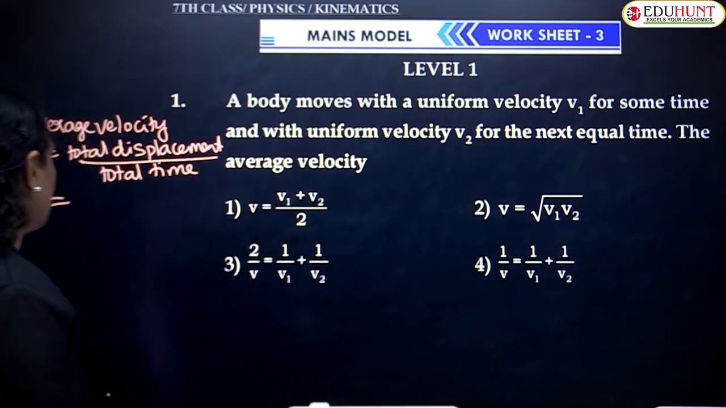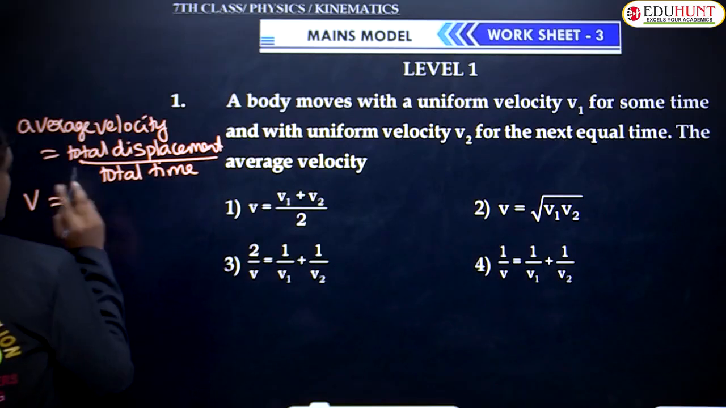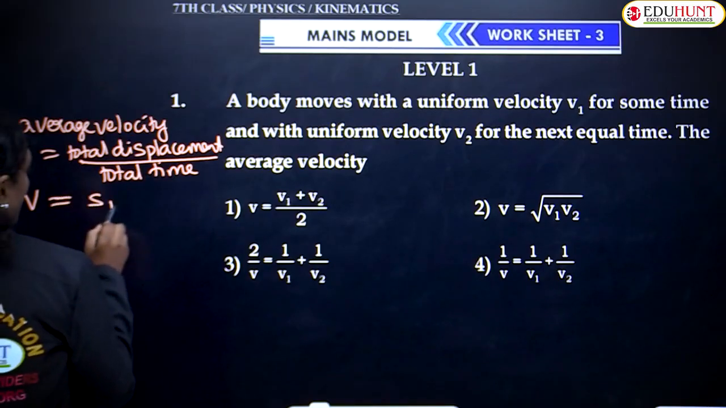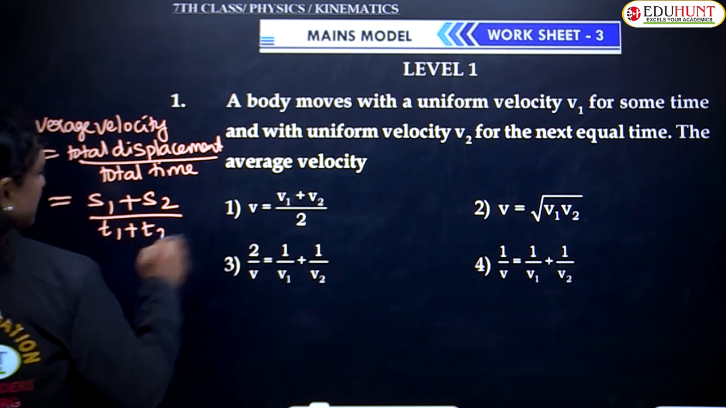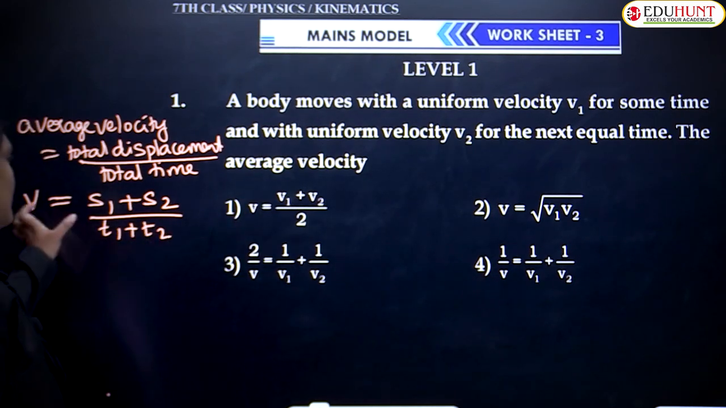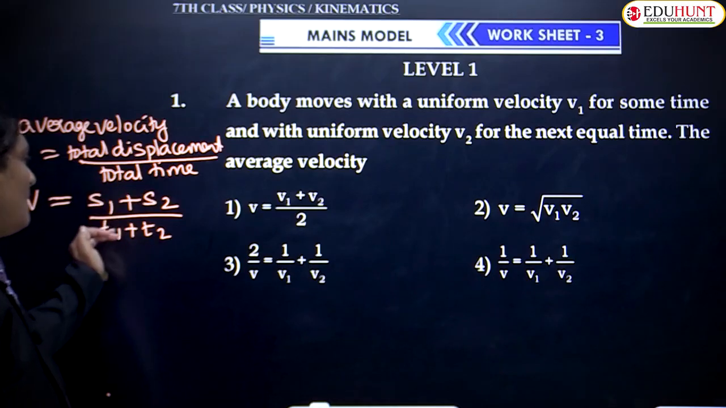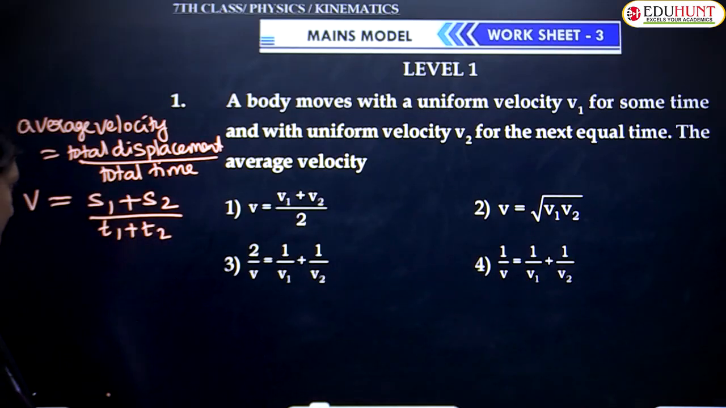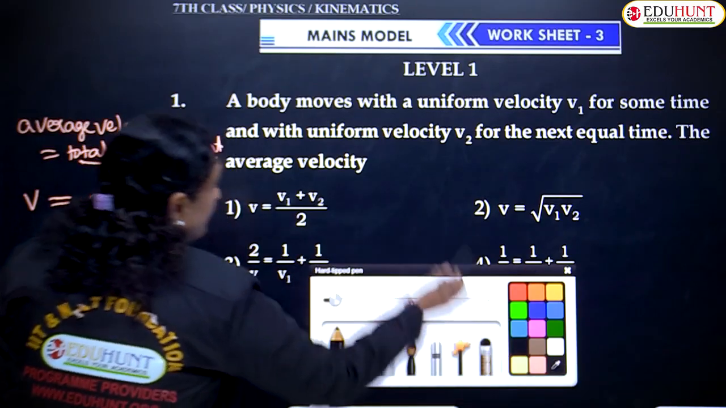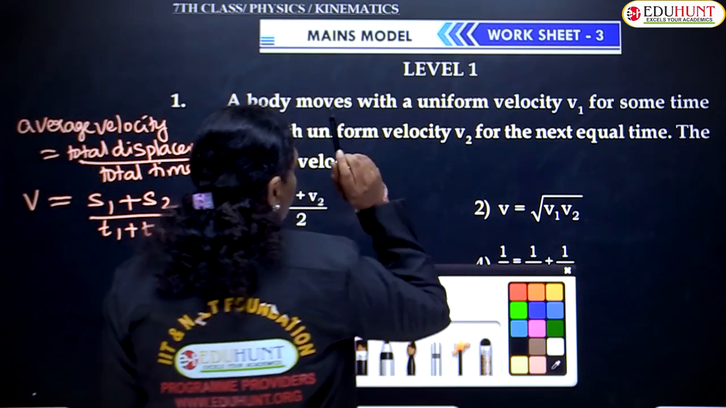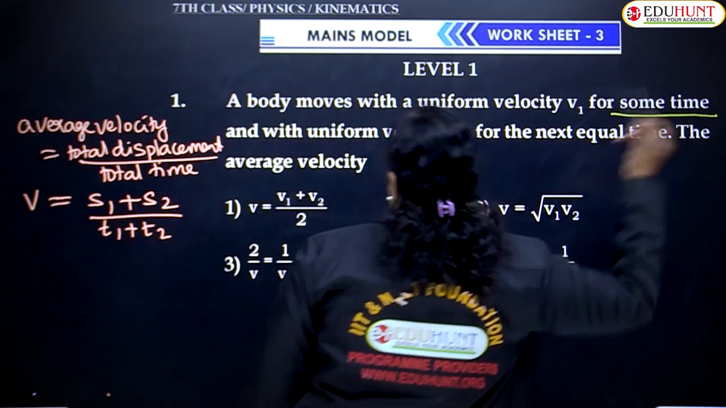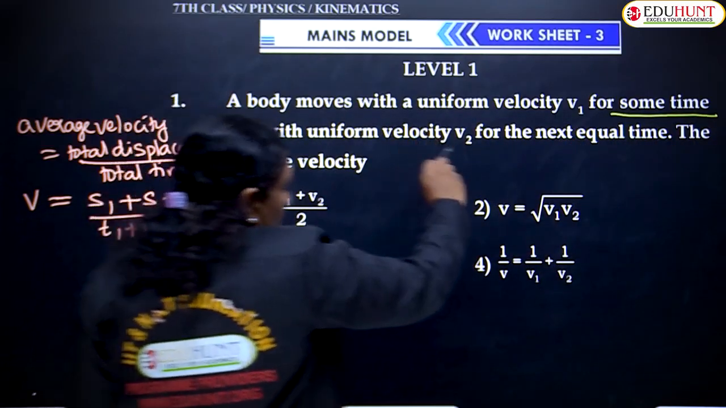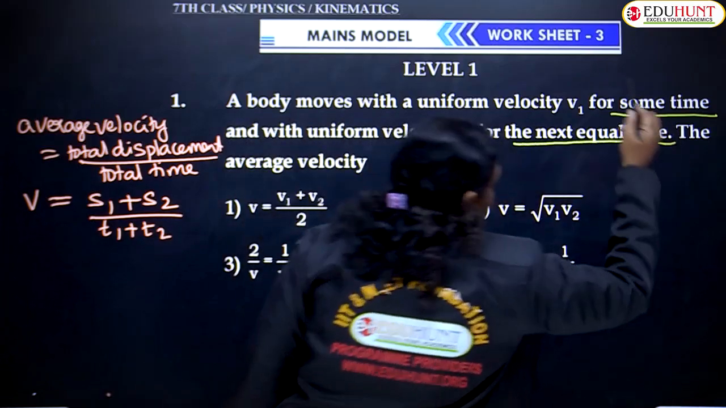So two different conditions means two displacements, one is S1, the other is S2, upon time T1 plus T2. So average velocity is taken as S1 plus S2 upon T1 plus T2. But here what is the actual condition given, children? If you observe carefully, they have given that a body moves with uniform velocity v1 for some time and with uniform velocity v2 for the next equal time.